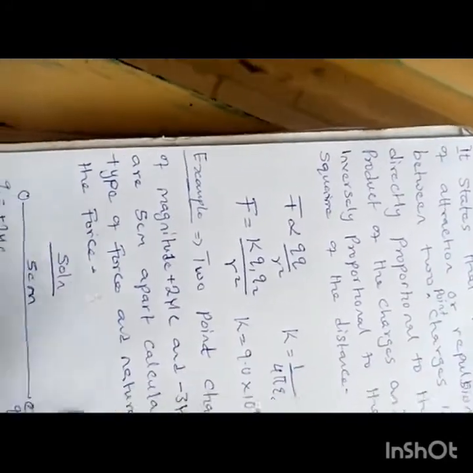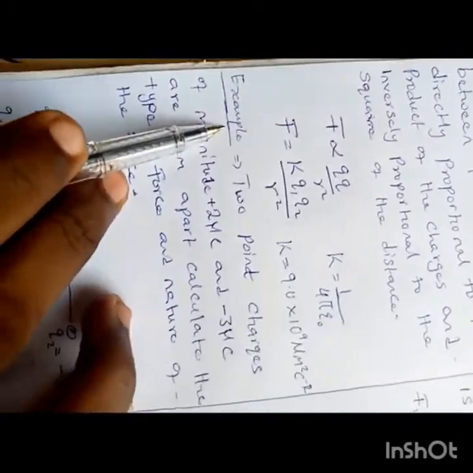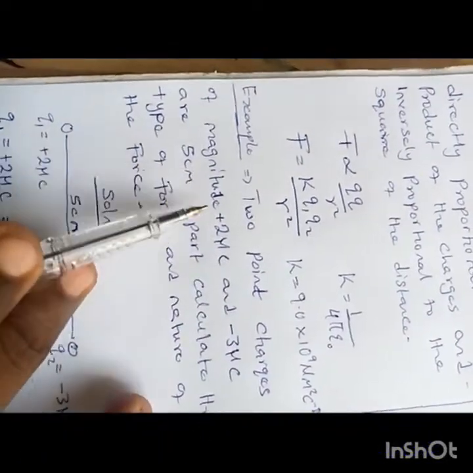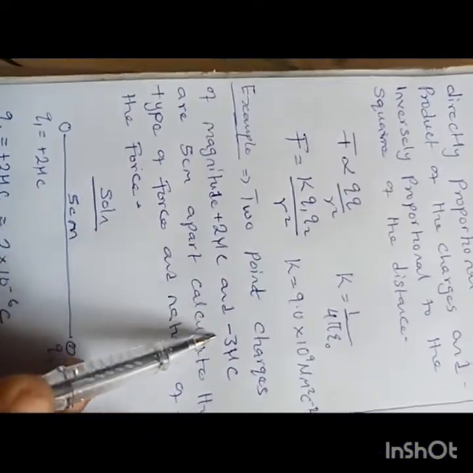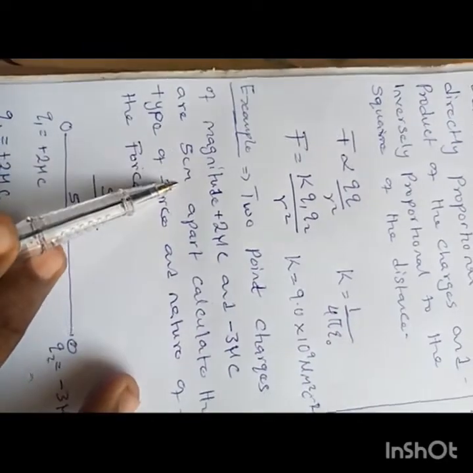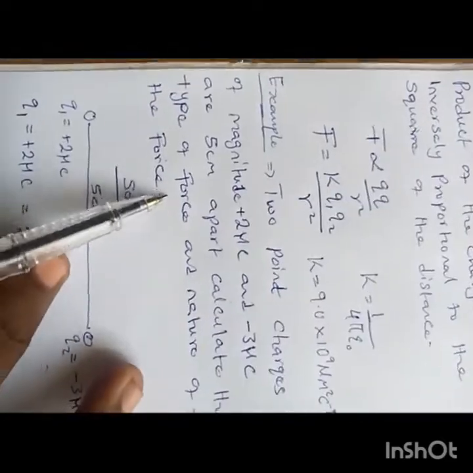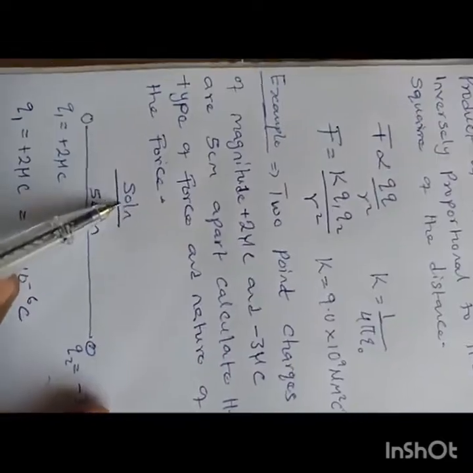Now, let's take an example and look at it well. They say two point charges of magnitude plus 2 microcoulomb and minus 3 microcoulomb are separated 5 centimeters apart. Calculate the force and the nature of the force.